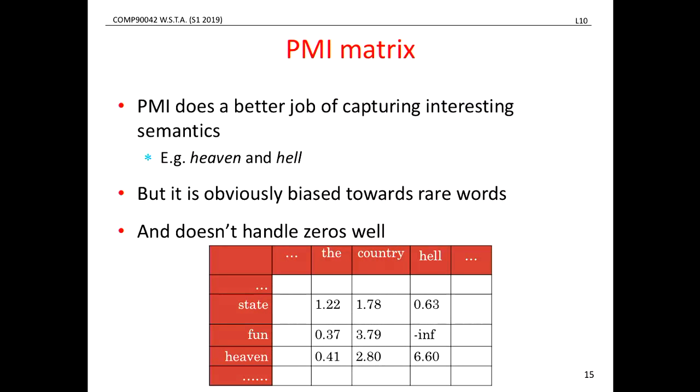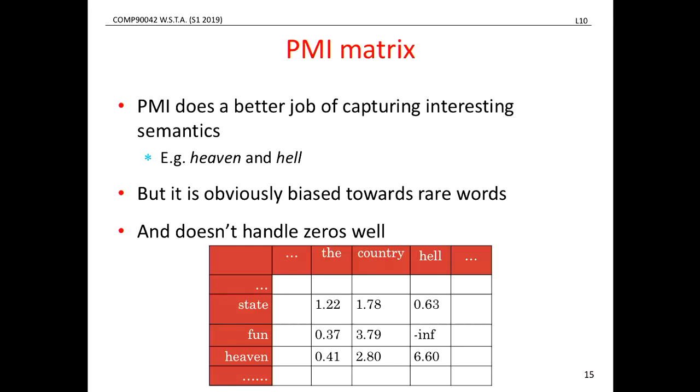So PMI does a reasonable job of capturing these kinds of interesting semantics. We can see here that the very low values indicate that they're pretty independent events. Hell and state, fun and the. We can see that stop words like the tend to have fairly low PMI against other words. And we can see here that things like heaven and hell, it's done a pretty good job to work out that they're related terms. They're likely to co-occur in a context. That one is going to be very informative about the other one, because they're often used in contrast to one another.